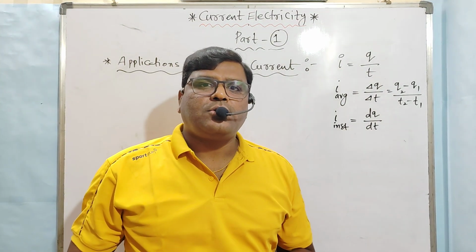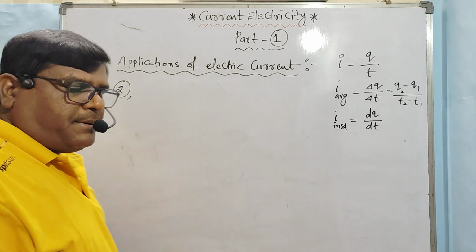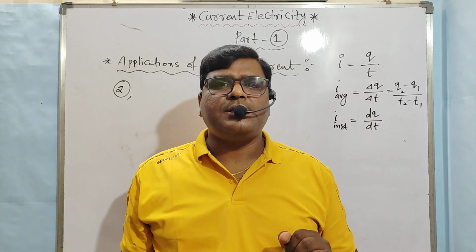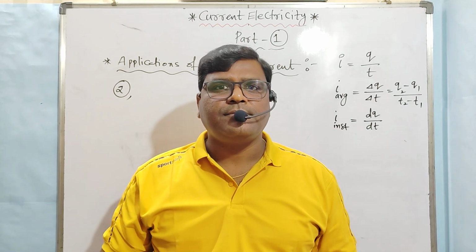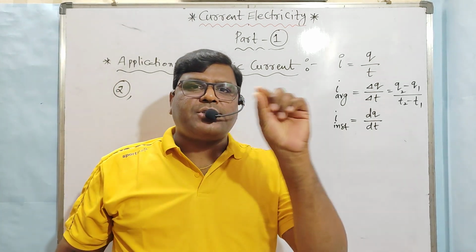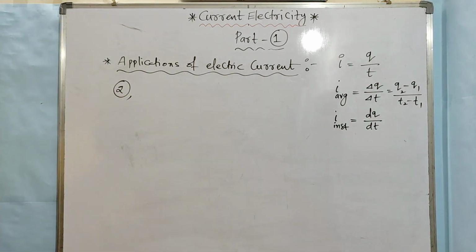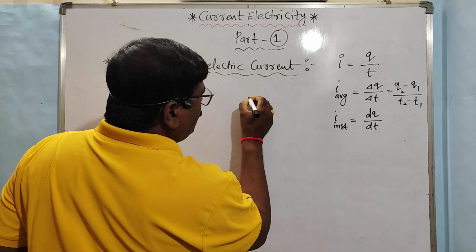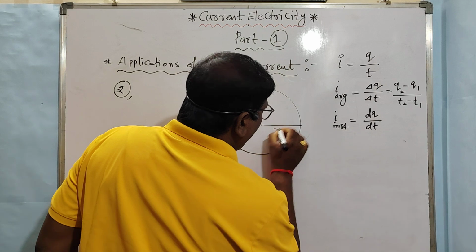Right now, application 2 we will discuss. That is application number 2. Application 2 is nothing but whenever a charge Q is revolving in a circular path of radius r in a time interval of T seconds, for example. What is the meaning? A charge is revolving in a circular path of radius r with what speed? With speed V, for example. This is one circular path of radius r.